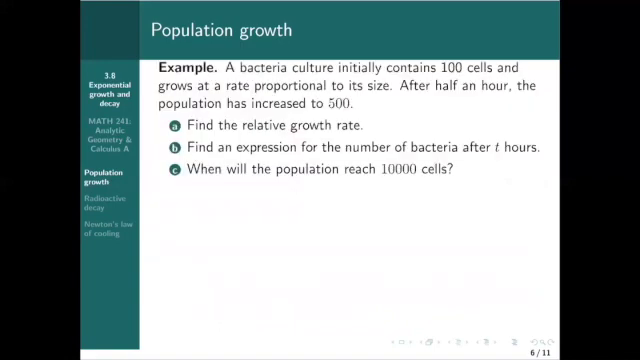Let's consider this example. A bacteria culture initially contains 100 cells and it grows at a rate proportional to its size. After half an hour, the population has increased to 500.